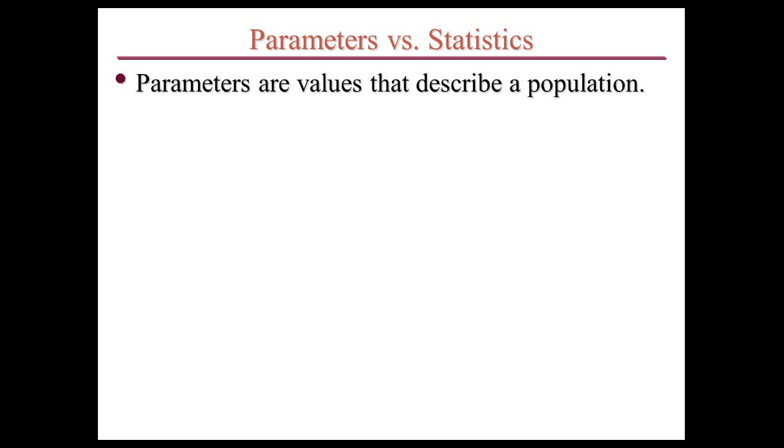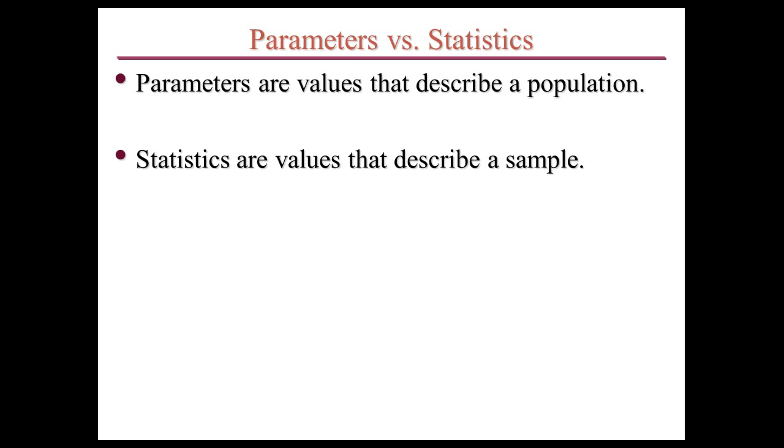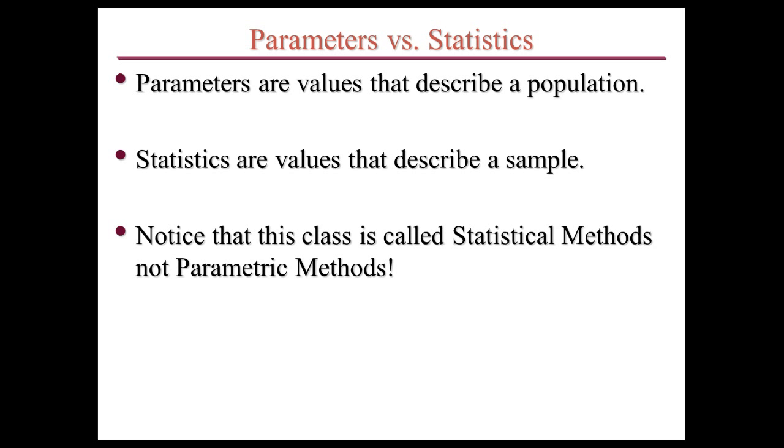Parameters versus statistics. Parameters are values that describe a population. So the entire possible sampling frame, the entire breadth of a population. Statistics are values that describe a sample. So notice that this class is called statistical methods and not parametric methods. And that's because we deal with samples and not populations, because we can't achieve populations even if we wanted to, just logistically and time and money. So it's hard to get a whole population.